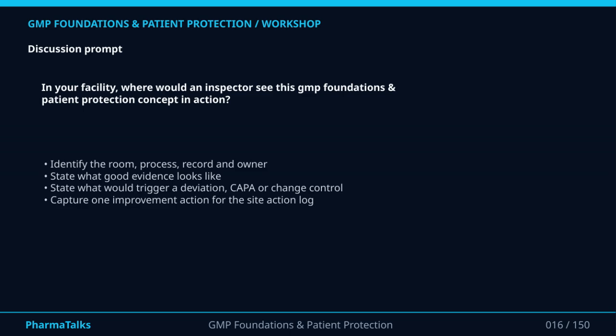Next, think about what circumstances or findings would trigger a deviation, a corrective and preventive action, or even a change control. Finally, let's focus on continuous improvement by capturing one actionable step that can be logged and tracked on your site action log. This exercise helps us connect the theory to real-world practice and ensures we are always protecting the patient while maintaining GMP standards.